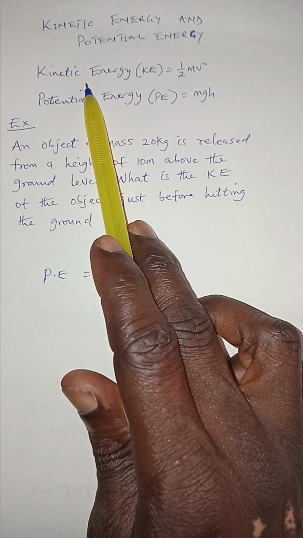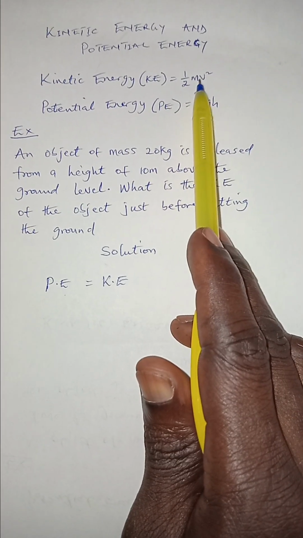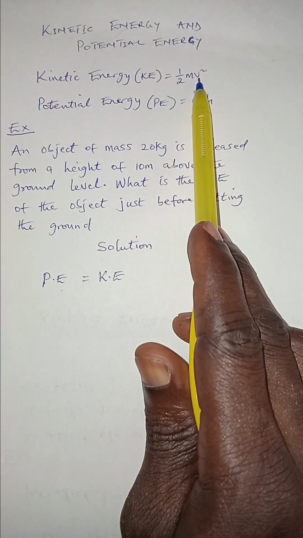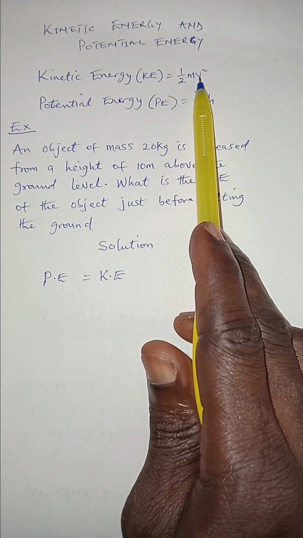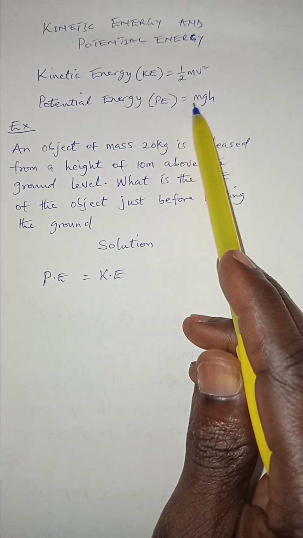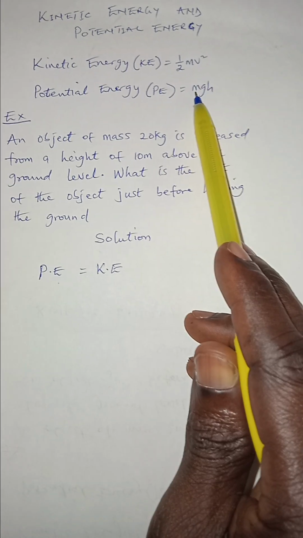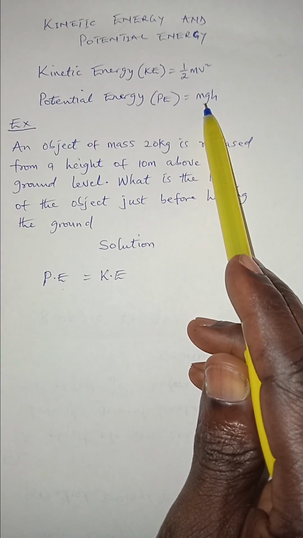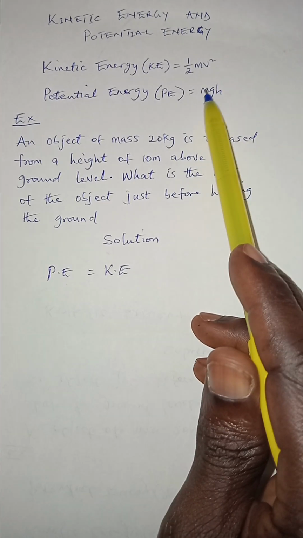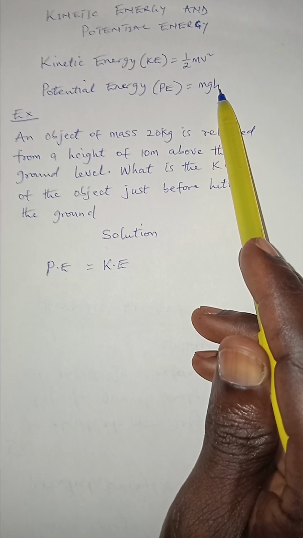Now, kinetic energy. The formula for kinetic energy is 1 over 2 mv square. M stands for mass of the body. V stands for velocity of the body. Potential energy. The formula for potential energy is m times g times h. M stands for mass, g stands for acceleration due to gravity, and h stands for height of the body. So that is mass times acceleration due to gravity times height of the body.